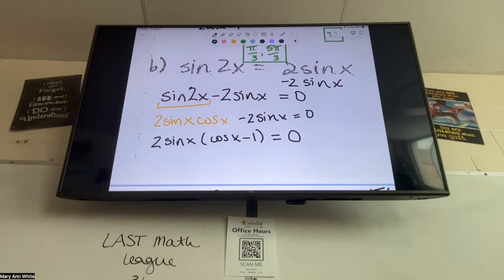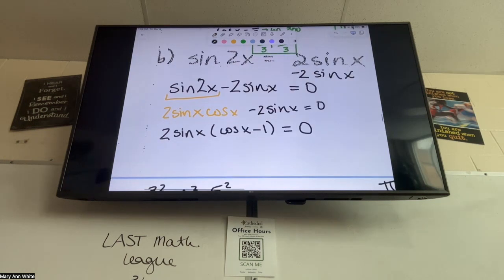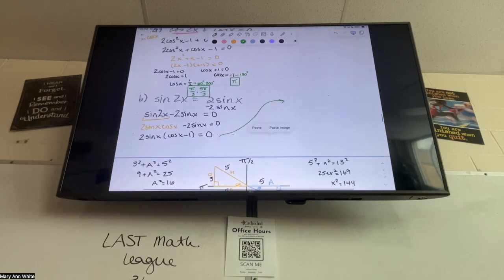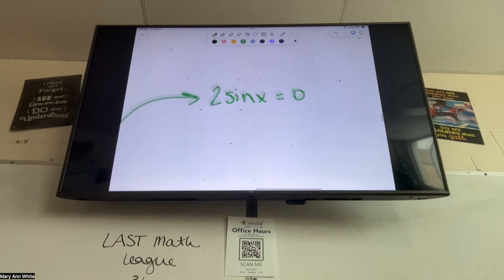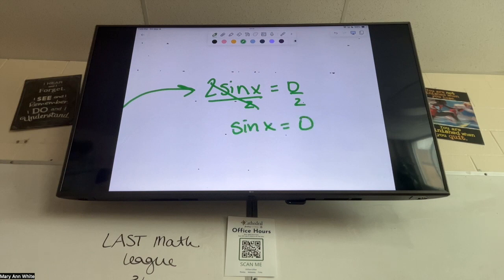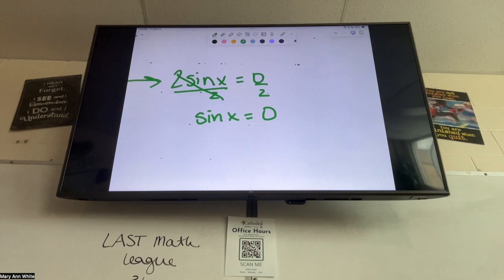And now what? Set it equal to 0. I'm gonna kind of bring that over here because I'm running out of space. So I'll do 2 sine x equals 0. So when we divide by 2 on both sides, we'll get sine x equals 0. Then I ask myself, where would sine x be 0? Sine is y. 0, oh, 0 and pi. If we were doing it in degrees, we'd have 0 and 180.